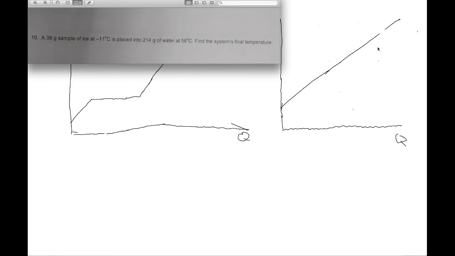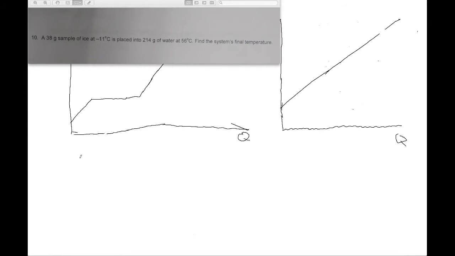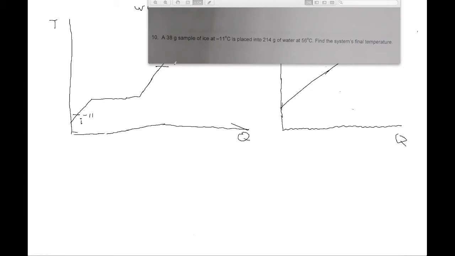A 38 gram sample of ice at negative 11 is placed in 214 grams of water at 56 degrees Celsius. Find the system's final temperature. So we know that we have 38 grams of ice in the solid phase at negative 11 degrees Celsius. That's the initial temperature of the ice. And we have liquid water in the liquid phase at 56 degrees Celsius. That's the initial temperature of the water. Oh, and they're asking for TF, the final temperature. And then we can predict that the final temperature of the system is going to be in between negative 11 and 56.